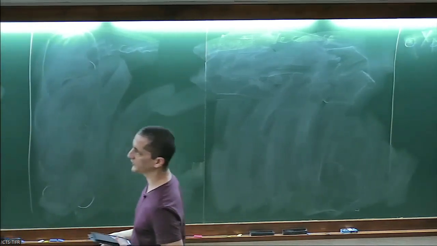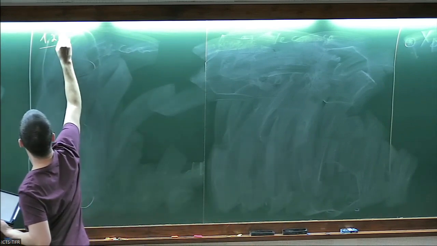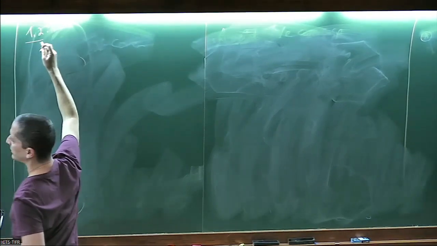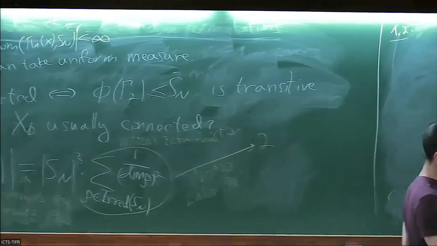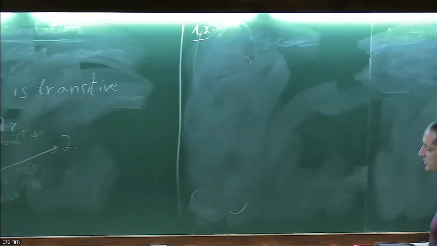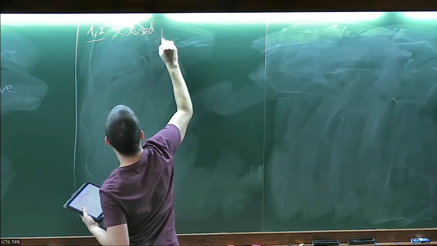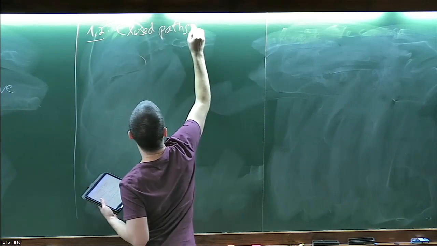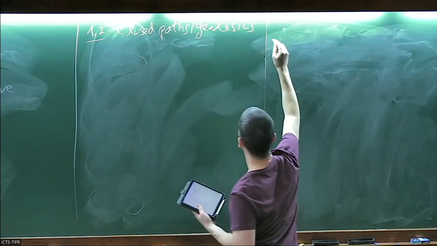Now I want to discuss, first I'll call it 1.2. I talked generally about the model, but we are going to study something more specific about the models. Not the image of the entire group, but rather more local statistics of these models. And these are going to be closed paths or geodesics and fixed points.